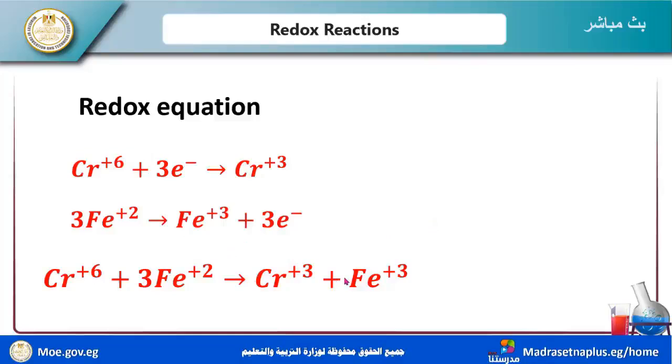Now we have defined the redox equation, the reducing agent and the oxidizing agent through these examples and illustrated them. Now we have finished our curriculum.